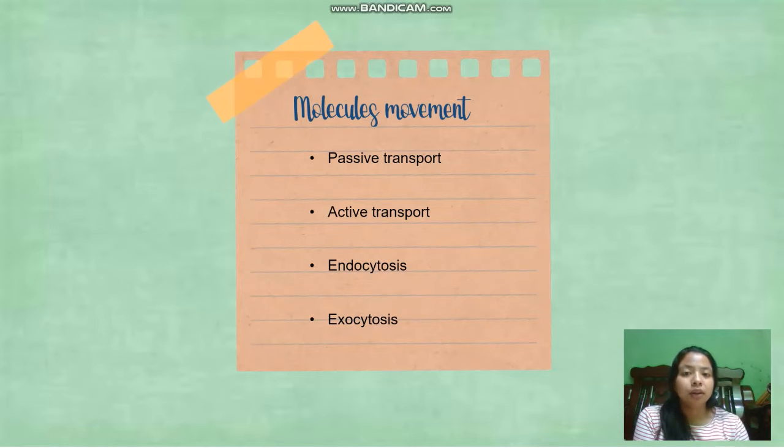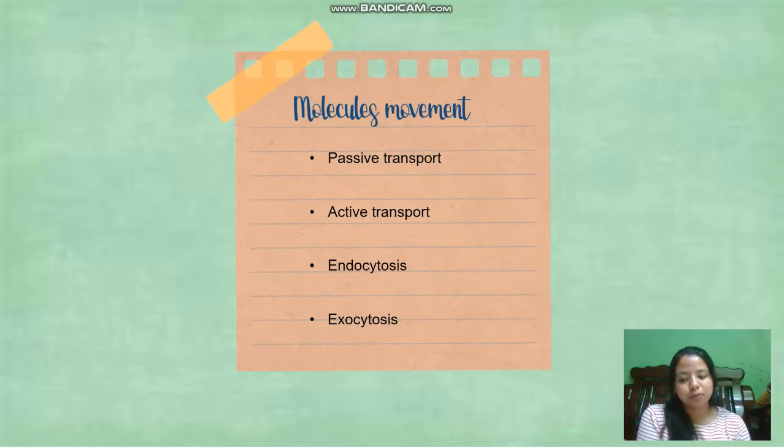And then molecule movement. There are four types of molecule movement. They are passive transport, active transport, endocytosis, and exocytosis. Passive transport is a transport that doesn't require any energy. They move due to gradients such as differences in concentration, pressure, and charge. The types of passive transport are diffusion, osmosis, and facilitated diffusion.